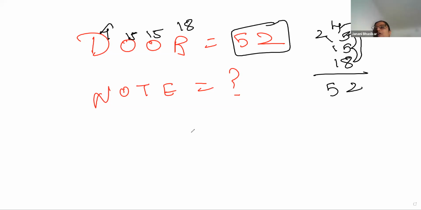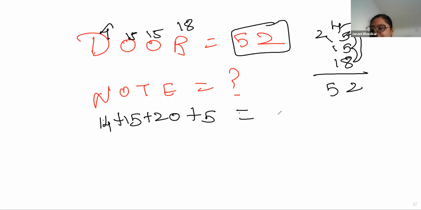Write the place value of all the letters of the word note and add them up. You will get the answer. 14 plus 15 plus 20 plus 5. The answer is 50. Is that clear, all of you?